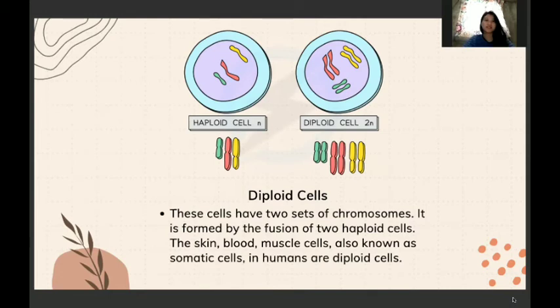Diploid cells. These cells have two sets of chromosomes. It is formed by the fusion of two haploid cells. Most mammals are diploid. They have two homologous copies of each chromosome in the cell. They are produced by mitosis. The skin, blood, and muscle cells, also known as somatic cells in humans, are diploid cells.